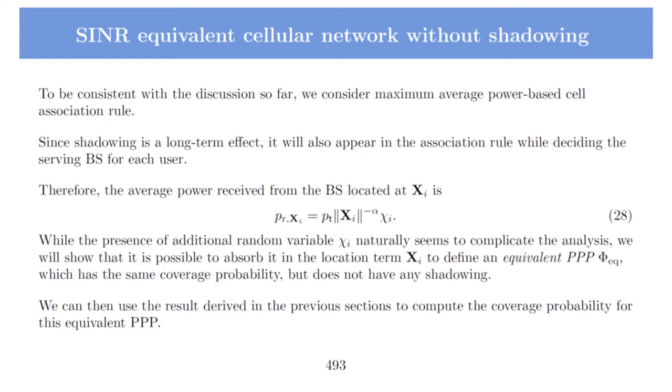Now it will seem like the presence of this psi i, which is log-normally distributed, will complicate the analysis. But we will show that by the same technique, we will merge Xi and psi i together to form an equivalent network while preserving all other random variables like fading, giving an equivalent cellular network for which analysis is easy, and that network will not have the shadowing psi i.